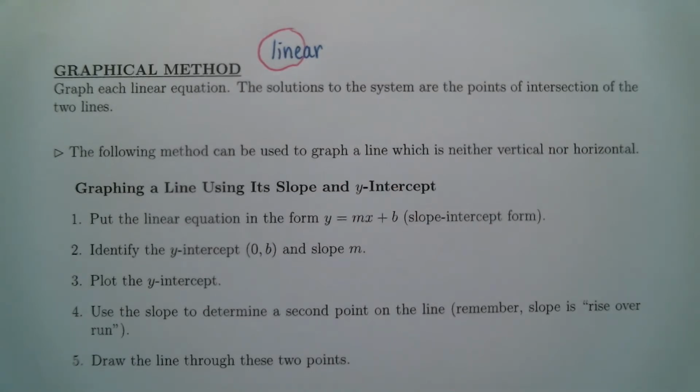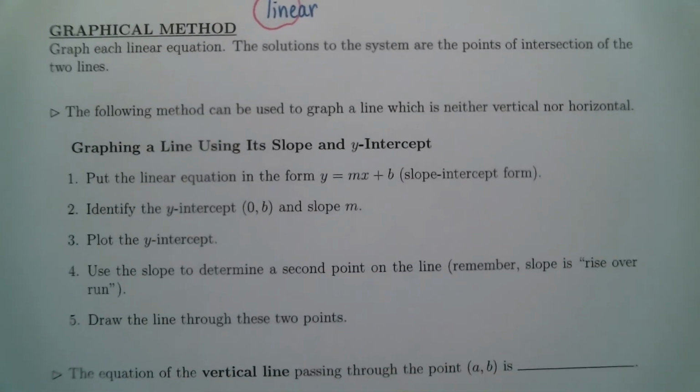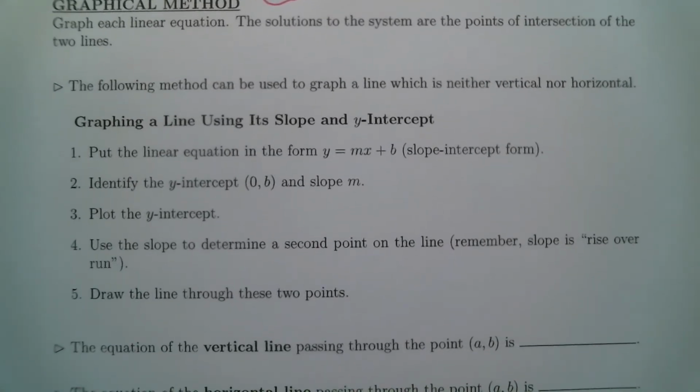So if you have your two linear equations, you're going to graph each one out. Essentially you're graphing two lines, and the solution or solutions to the system are going to be where the lines intersect. So that's what you have to do. Take each line, graph it out, look for the intersection points. All right, so let's refresh our memory about how to graph a line.